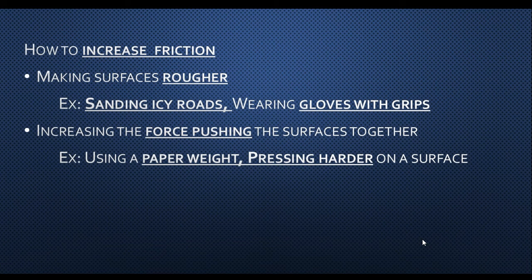Well, let's say we want to do the opposite, right? We don't want our car to roll down the hill, or we want to increase the friction on the road so people don't slide off when they're going around a turn. So here's some ways you can increase the friction. This would be making surfaces rougher. You can add sand to icy roads, give it a little bit of grit, or you can add chains to your tires in the snow, and that will help increase the friction so you're not sliding all over the place. Or sometimes people wear gloves with grips so that you're not sliding all over whatever you're trying to hold on to.